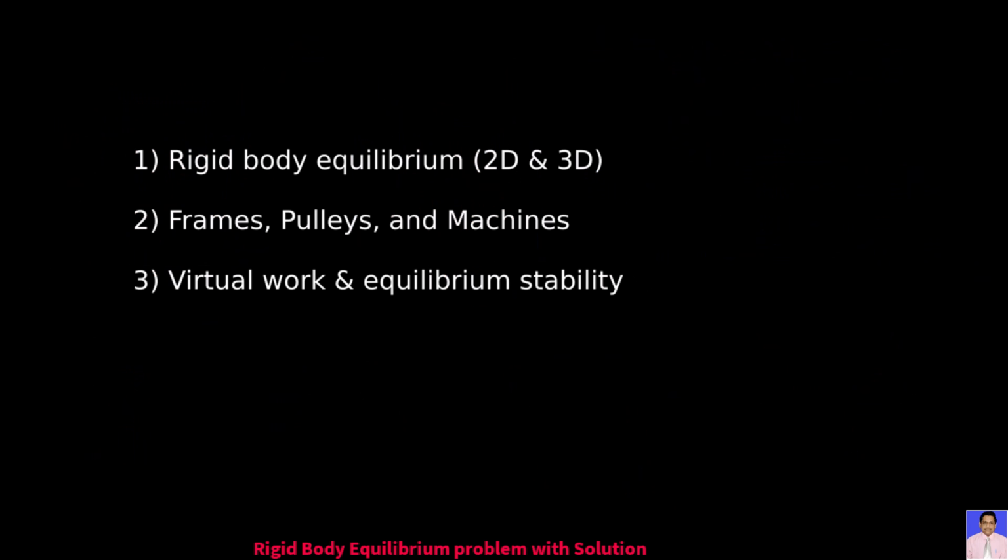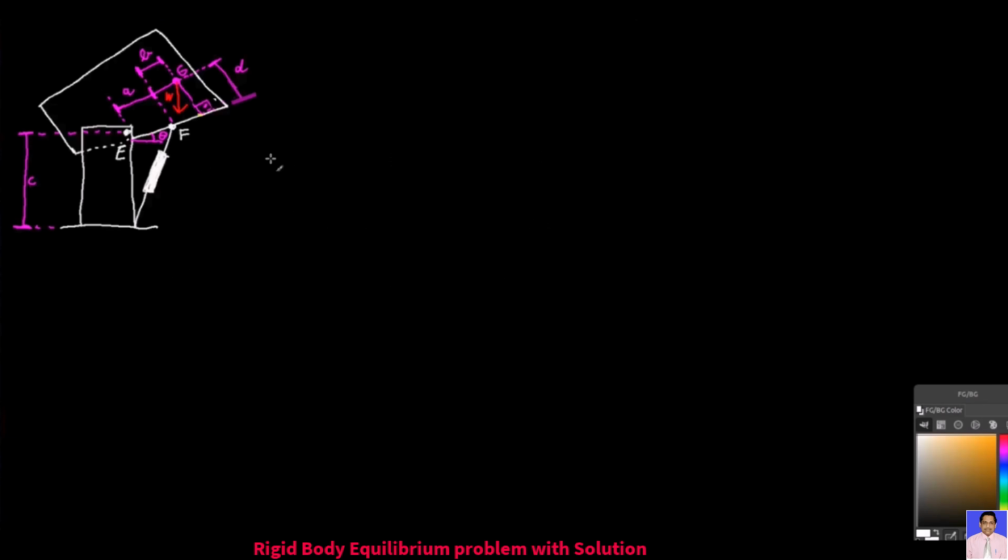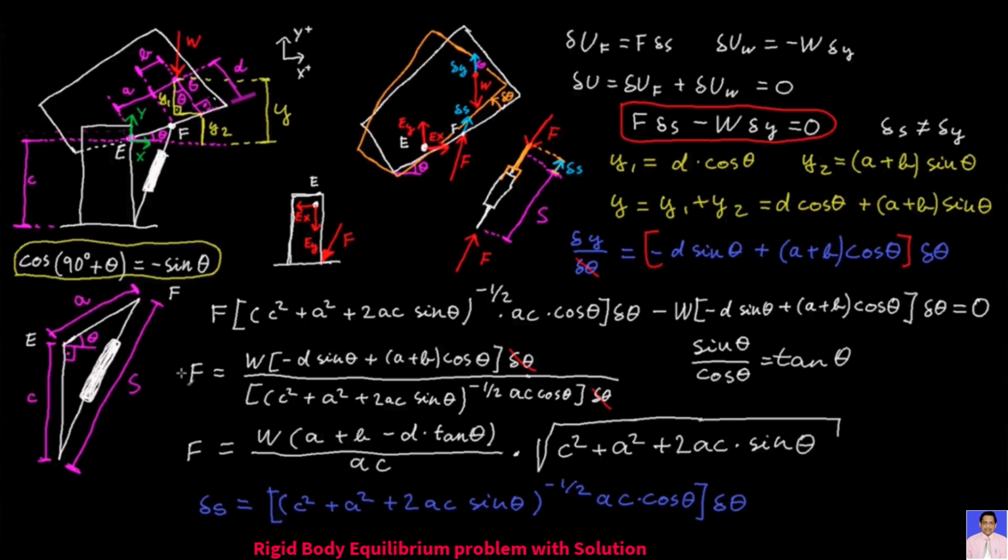Then we'll cover virtual work and equilibrium stability for mass spring systems. Looking at this container, you can analyze it using classical Newtonian mechanics, or alternatively, you can use virtual work there. That's what you will learn in this section.